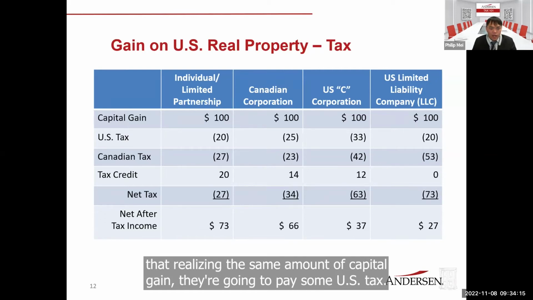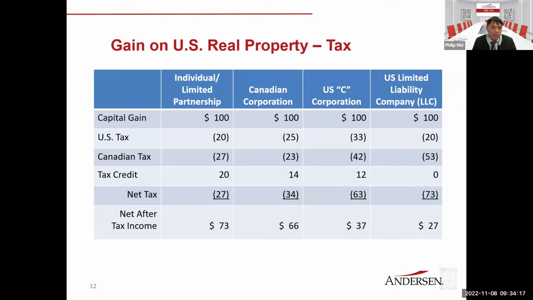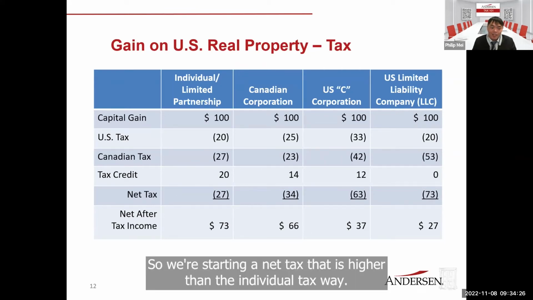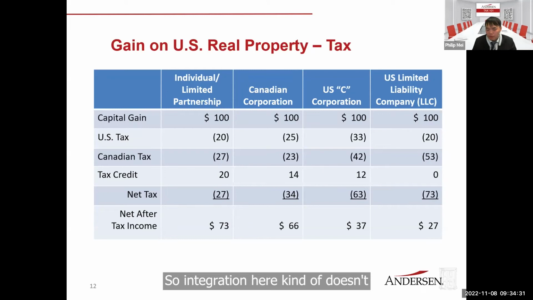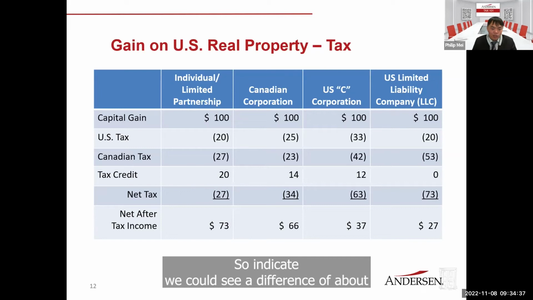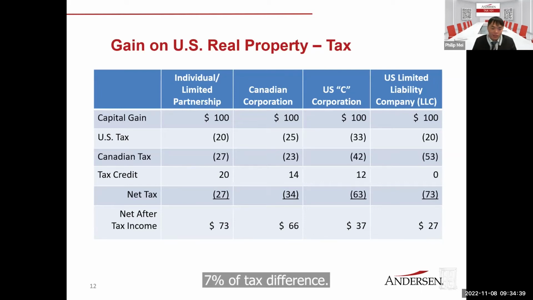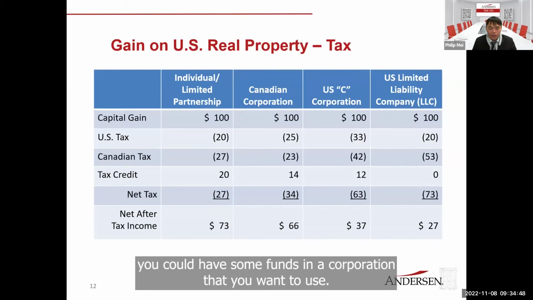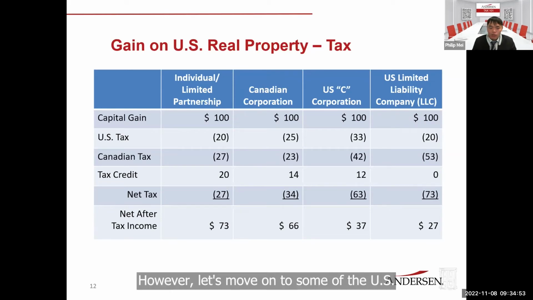Then we move on to a corporation realizing the same amount of capital gain. They're going to pay some US tax, and also they have to pay Canadian tax. However, you notice that the tax credit is not going to fully offset the Canadian tax, resulting in a net tax that is higher than the individual tax rate. So integration here doesn't work perfectly. In this case, we could see a tax difference of about 7%. That's still not too bad a result if you could achieve a certain level of tax deferral, with some funds in a corporation that you want to use. However, let's move on to some of the US entities.